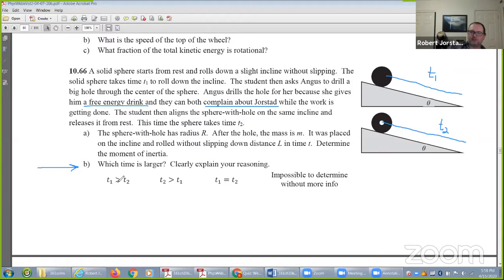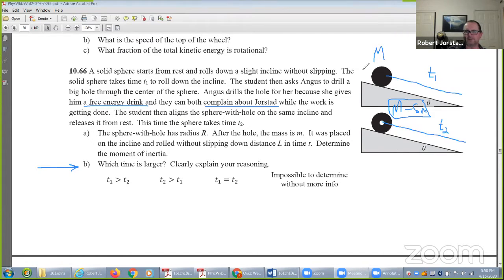You had the original one. Let's say this was mass M. This one would be M minus a little bit. So there's actually less mass here in the second one. And so, okay, Nick's pulled in with his shot here. He thinks T1 should be less than T2, and I agree with that.